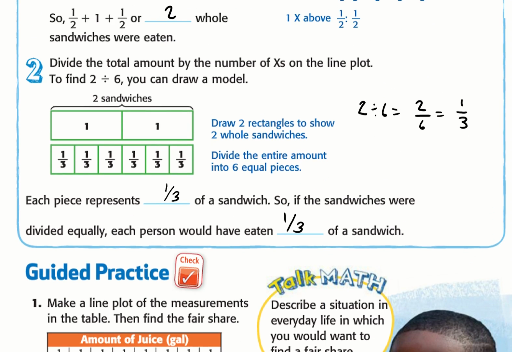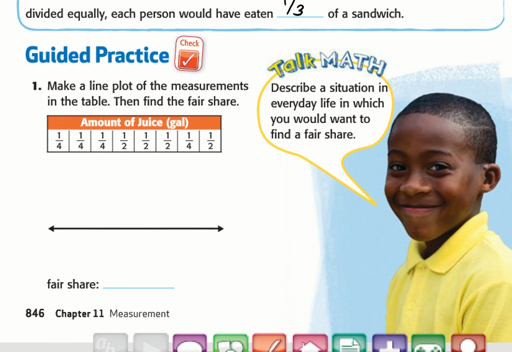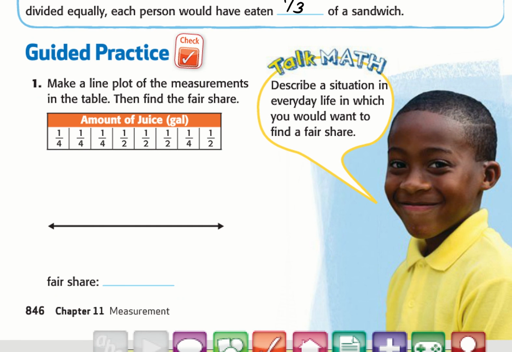So just a reminder, fair share: add all the numbers together and divide it by the number of times you added. So go ahead and try the guided practice. I'm going to do the guided practice with you. So the 2 numbers I see are 1/2 and 1/4. So we have 1/4 1, 2, 3, 4 times. Then we have 1/2 1, 2, 3, 4 times as well.